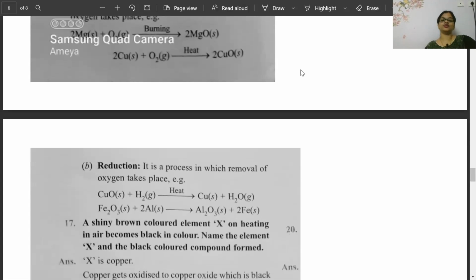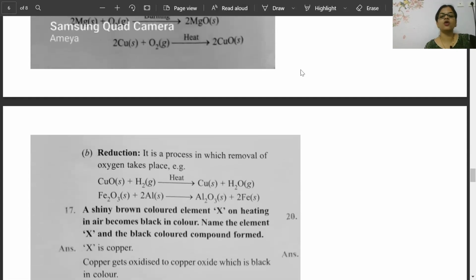One answer I've already shown. Shiny brown colored element X on heating in air becomes black in color. Name the element X and the black colored compound formed. Shiny brown colored element, it's copper. This X is copper. And what will it form? It will form copper oxide. It is black in color.